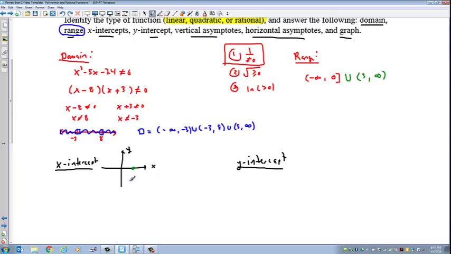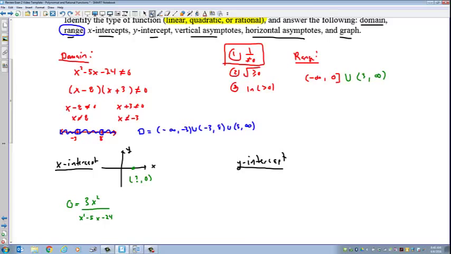And so what identifies that point is you don't know how far over you're going to go, or whether you're going to go right or left, but you do know the height is 0. So for this one, the output is equal to 0. So you're going to take 0, and you're going to set it equal to your original function. So 3x squared, all divided by x squared minus 5x minus 24 on the bottom. And you're going to solve this.